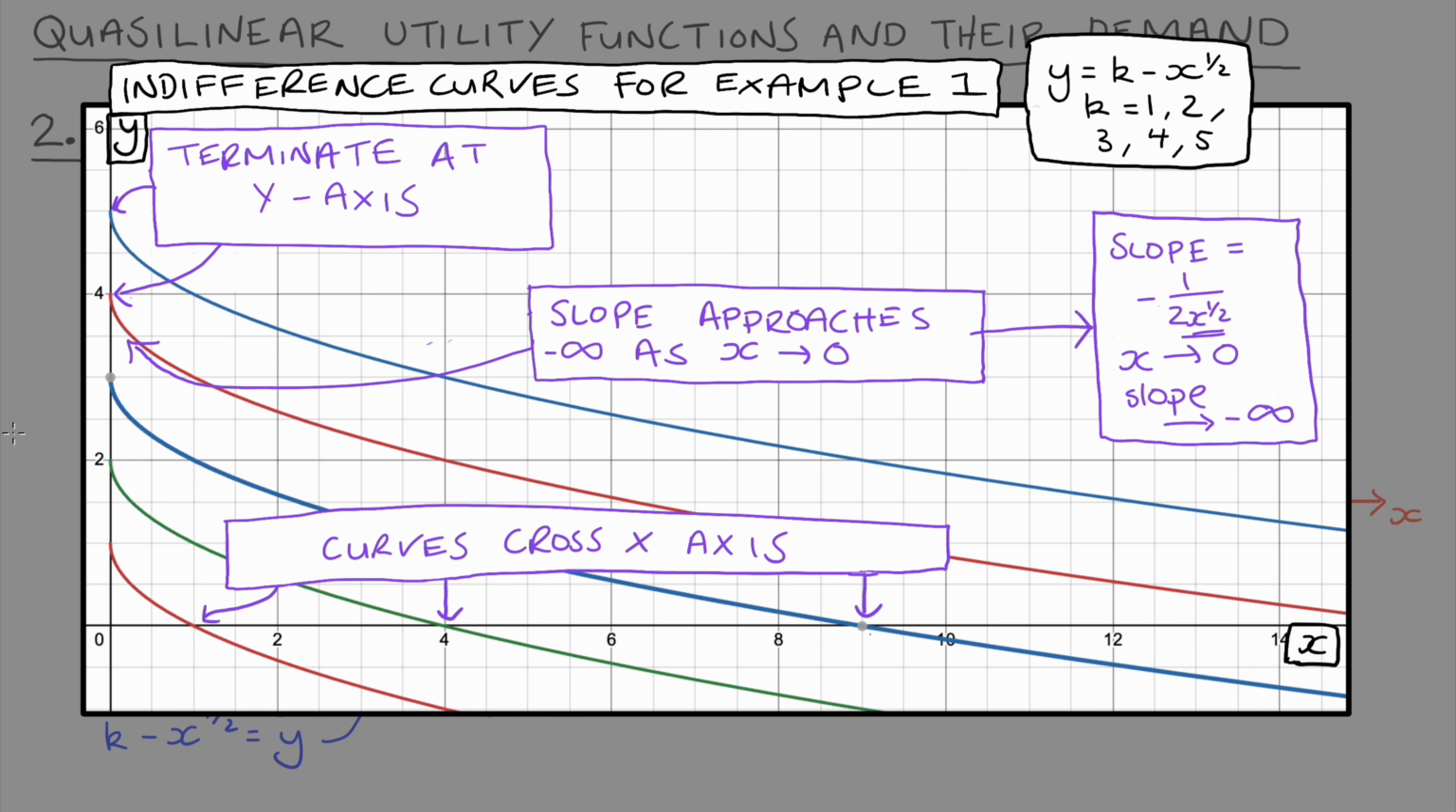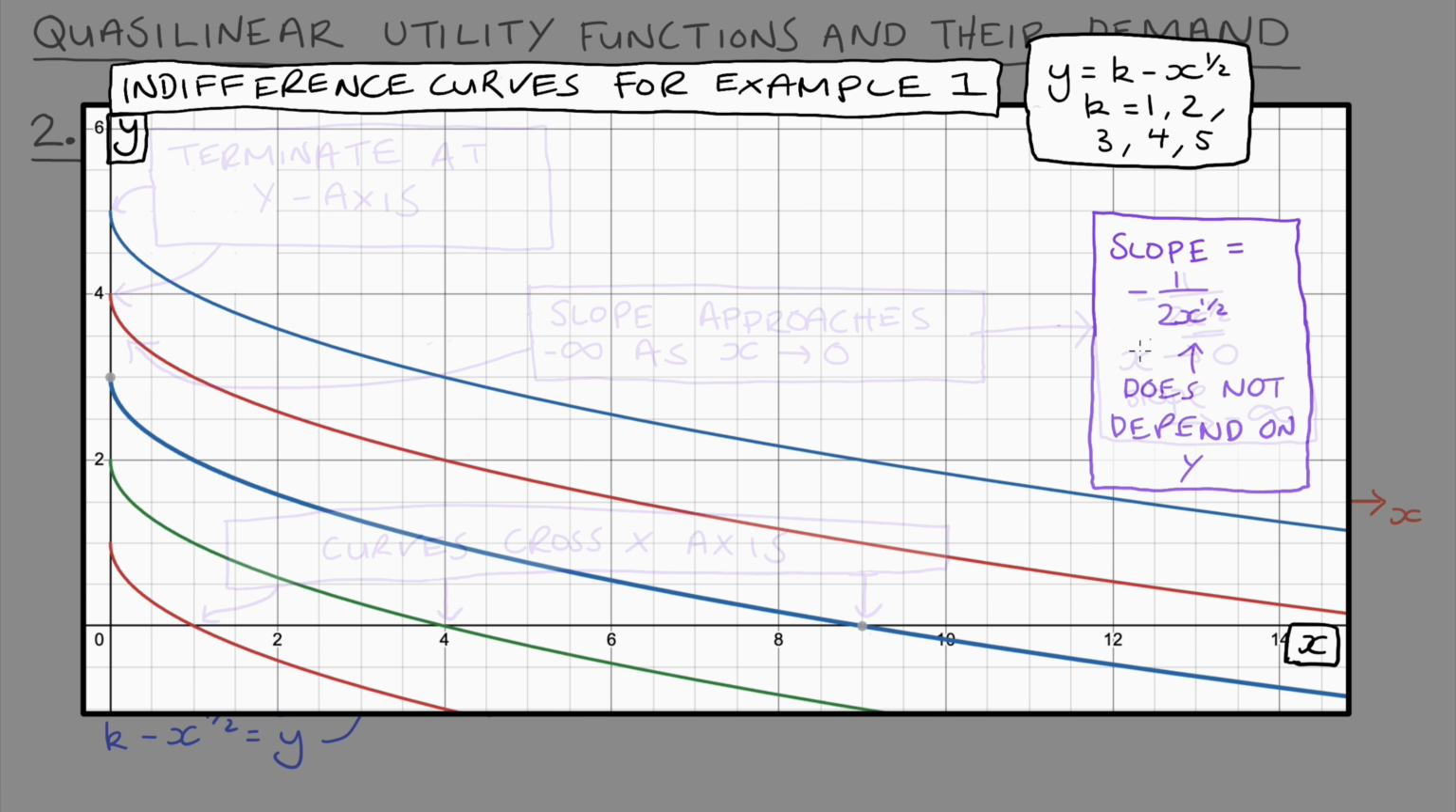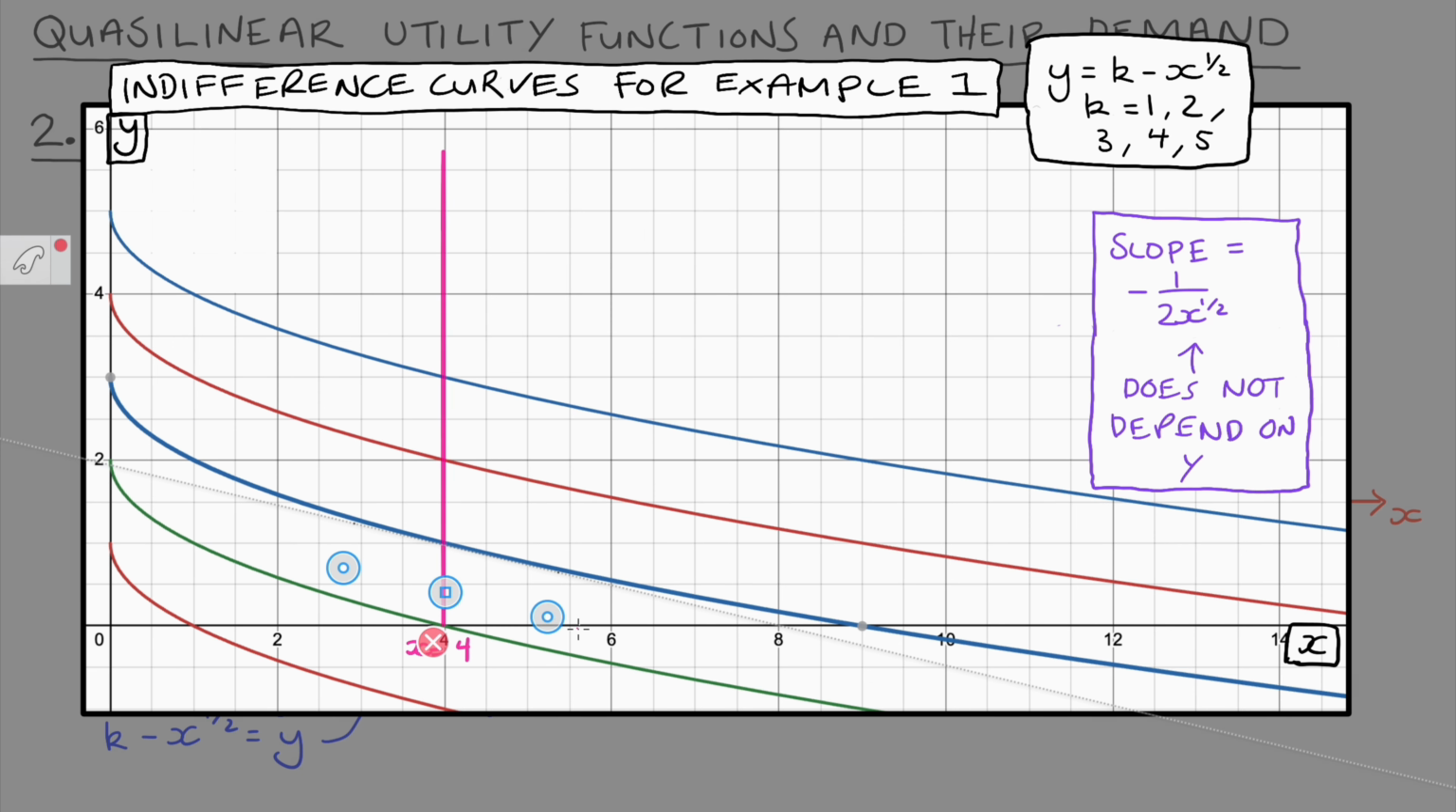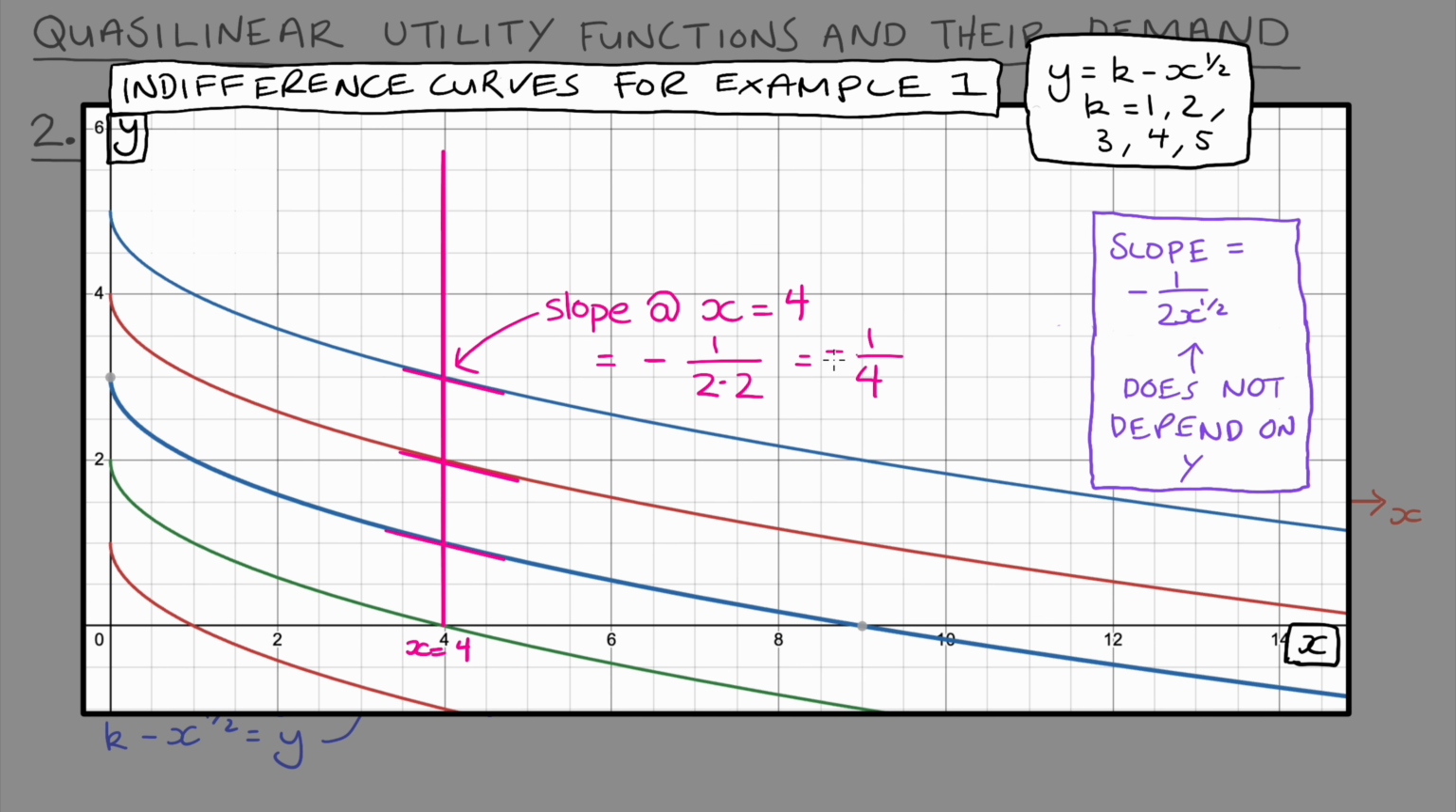Now, as for the slope's non-dependency on y, there are a few ways to think about this. One way is to think about, if we fix x at some value, so just here x is equal to 4, we can draw a line up, and what this means is that the slope of each of our indifference curves at that value of x will be the same. So any indifference curve at x equal to 4 will have the same slope value. And actually we can calculate that slope. We have the equation of the slope. So when x is equal to 4, 4 to the power of a half is equal to 2. So the slope is equal to negative 1 over 2 times 2. So at every single indifference curve, at x equal to 4, the slope is always negative a quarter.